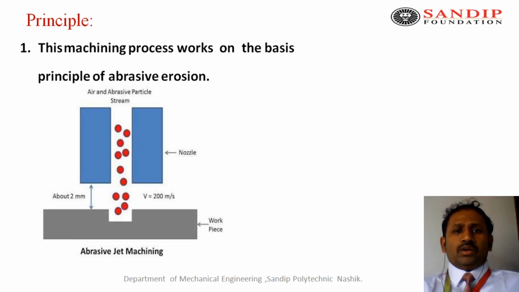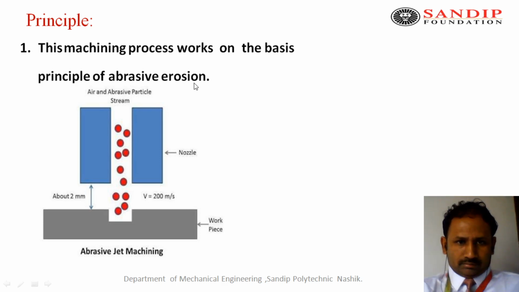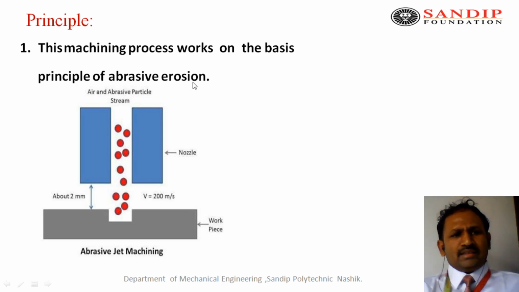So let us try to discuss the first process, that is abrasive jet machining. Its principle is only a single line. This machining process works on the basis of the principle of abrasive erosion. It is also a mechanical machining process that works on the basis of abrasive erosion.